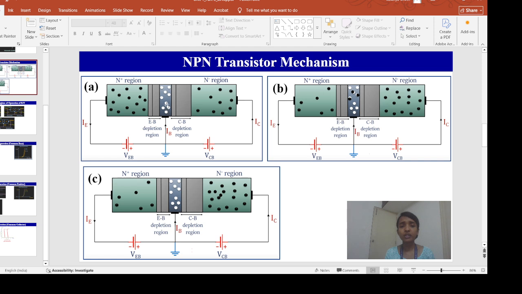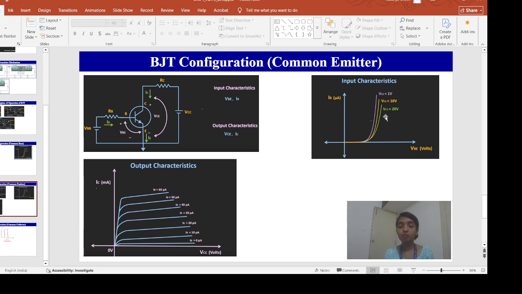Only very few electrons will get the chance to flow out of the transistor through this base terminal. That is why the base current is very low. As we keep on increasing this VCB and this collector-base depletion region width is increasing, the base width will decrease and base current will reduce.